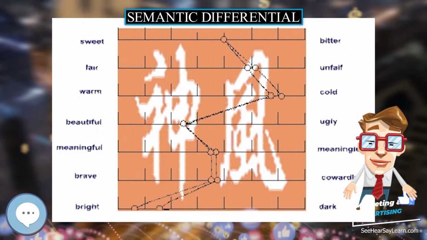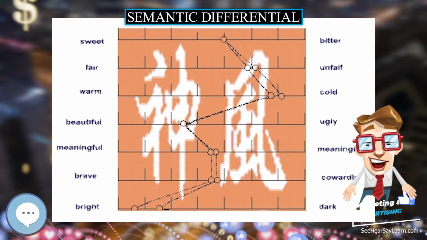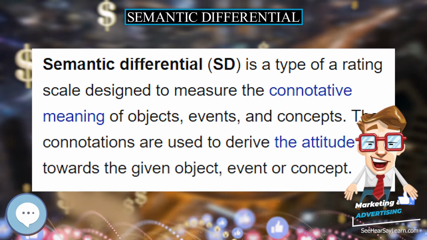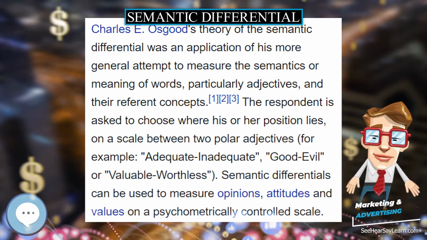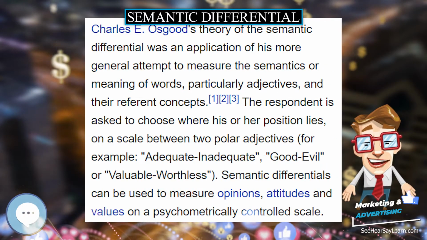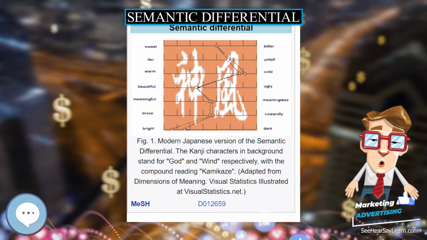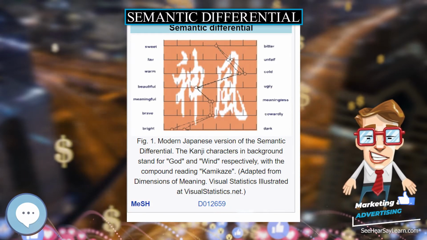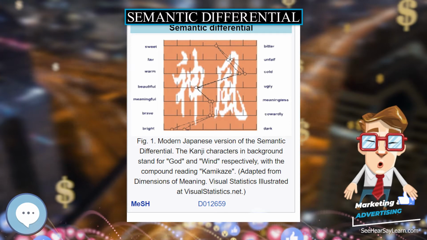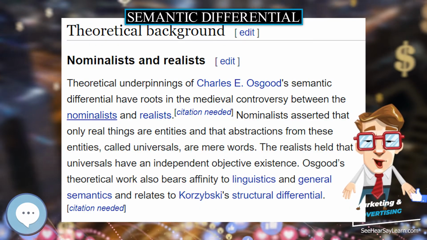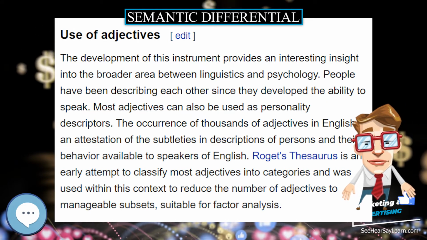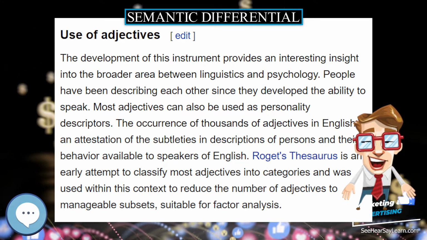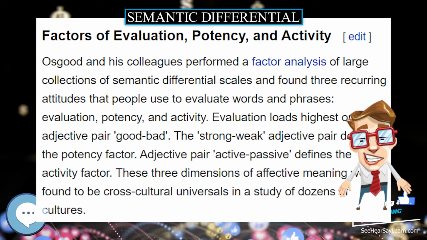Semantic differential. Semantic differential, SD, is a type of rating scale designed to measure the connotative meaning of objects, events, and concepts. The connotations are used to derive the attitude towards the given object, event or concept. Charles E. Osgood's theory of the semantic differential was an application of his more general attempt to measure the semantics or meaning of words, particularly adjectives, and their referent concepts.